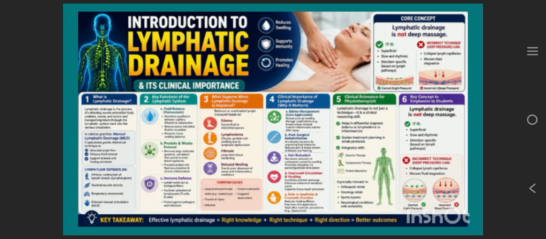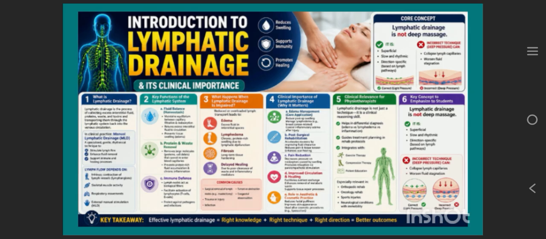Essentially, lymphatic drainage is the body's way of, firstly, preventing fluid accumulation, that is swelling, secondly, removing waste and toxins from tissues, thirdly, maintaining internal balance, that is homeostasis, and fourthly, supporting immune defense.